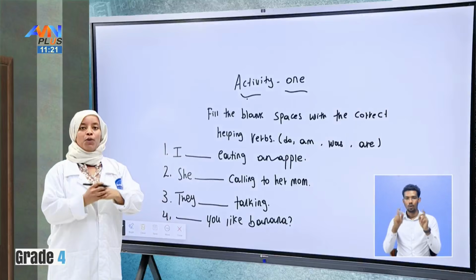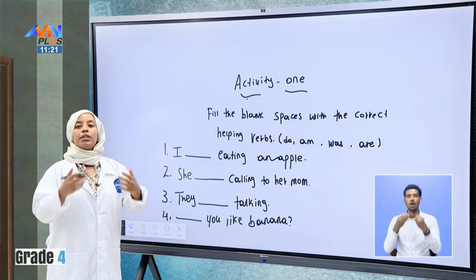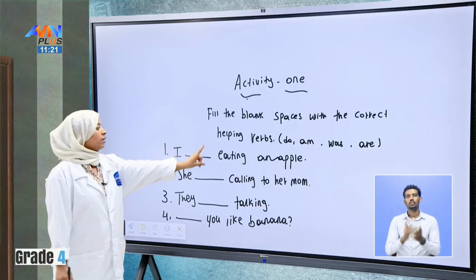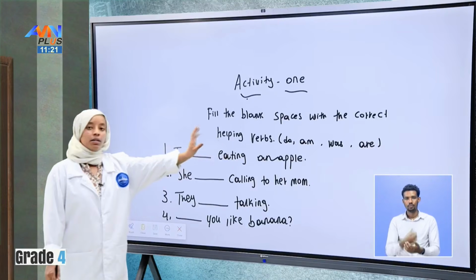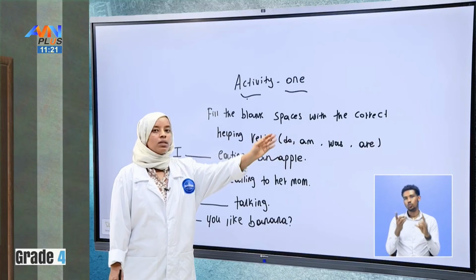Okay, students, I hope you all have finished the questions, and let me give you the correction and let us practice together right now. The first question is, I blank eating an apple. The choices are: do, am, was, and are.